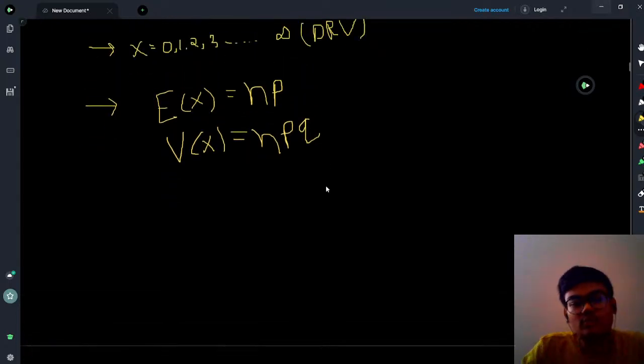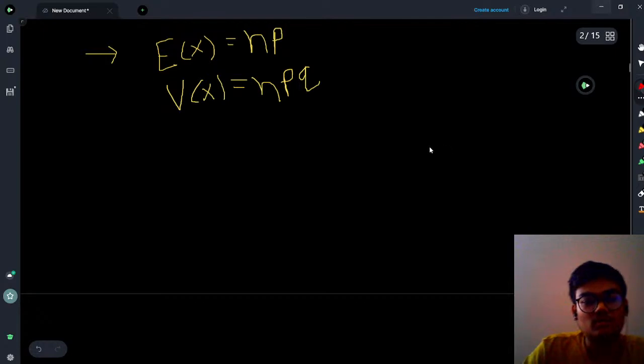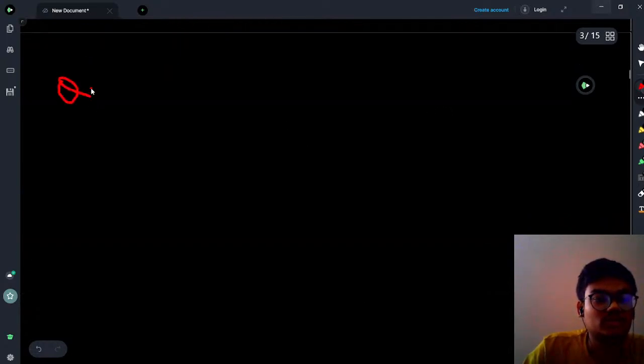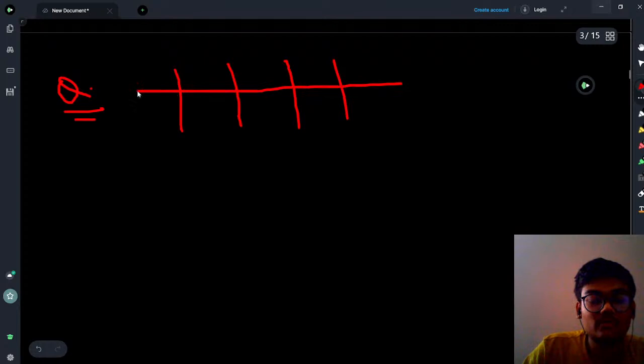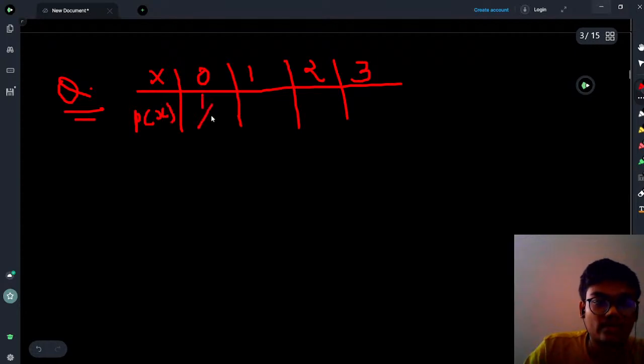Now many of you might think, we don't believe your formula, we want an example. How can we believe that you are right or wrong? So okay, let me give you a question. The question is: we are tossing a coin three times, and we want to find the number of heads we are getting. The probabilities are: 0 heads 1 by 8, 1 head 3 by 8, 2 heads 3 by 8, 3 heads 1 by 8.